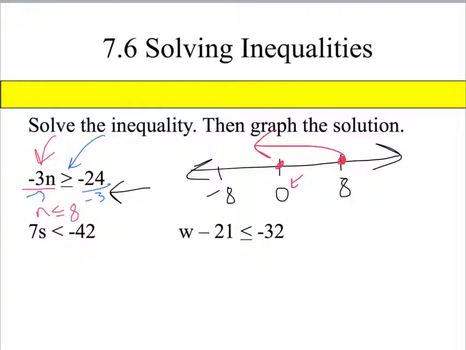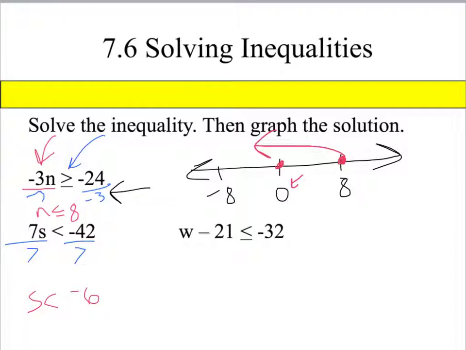Alright, so the very first thing you do, 7s is less than negative 42. What is happening in that equation? Multiplication, because it's multiplying between the 7 and the s. So what do we have to do? Divide by 7. And I have on the left side s. On the right side, negative 42 divided by 7 is negative 6. What is my inequality? Less than. Why does it stay as less than?